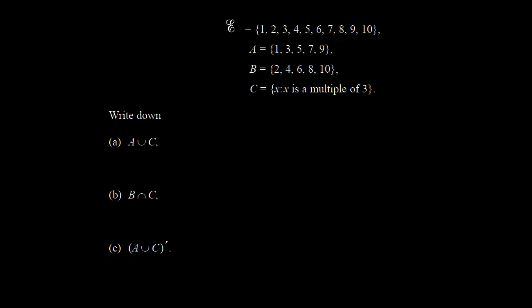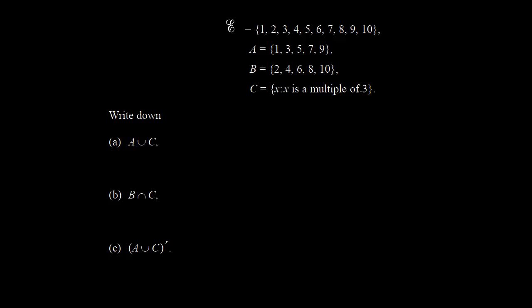So let's do an example here. This is the universal set, and we have three subsets of the universal set. We have to form some new sets. The first one, A union B, and A union C. C is not obvious. They have written it down, but we can figure out what multiple means.